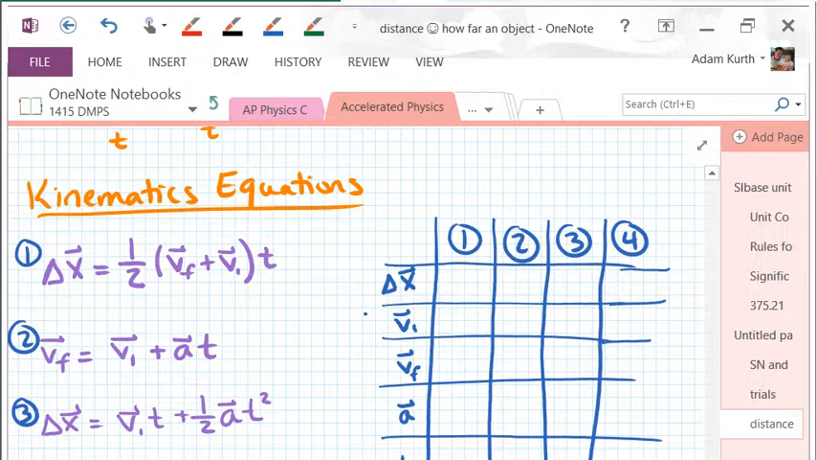I'm going to do one equation with you, and then I'll let you do the other ones on your own. Equation 1. I'm just going to put a check mark if it has that thing. Does equation 1 have a delta x in it? Yeah. It does. Does it have a VI? Yes. Does it have a VF? Yes. Does it have an A? No. Does it have a T? Yes. Okay. I want you to go through the other 3 equations. If you want to work with your partners, that's fine. But do it. I'm going to give you about a minute.